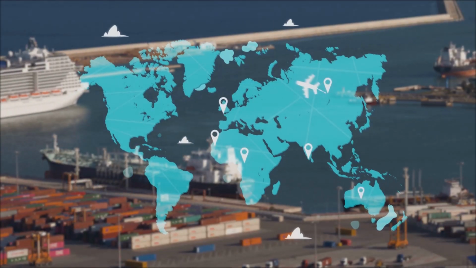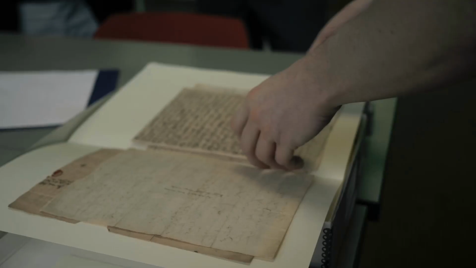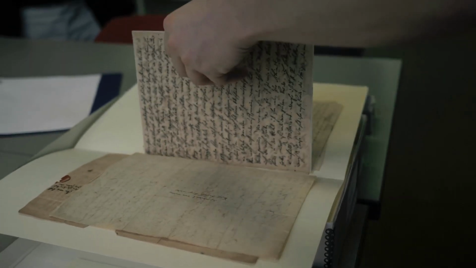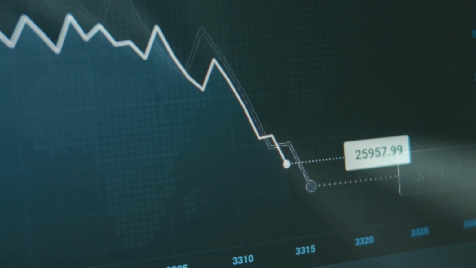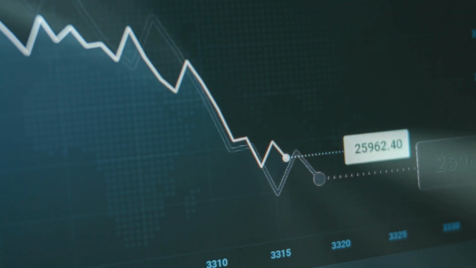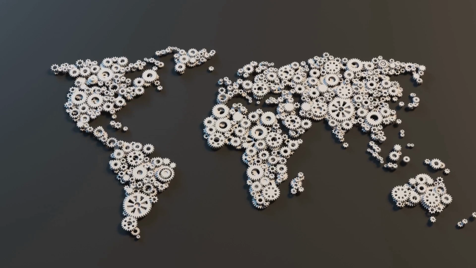Fourth, the global domino effect. The US tried to protect its industries with the Smoot-Hawley Tariff Act, but it backfired hard. Global trade collapsed, other countries retaliated, and the depression went worldwide.